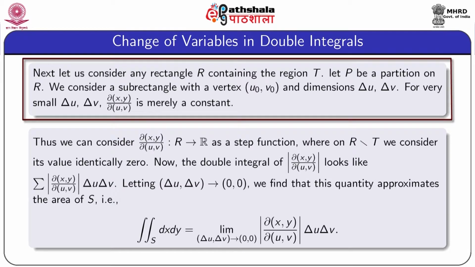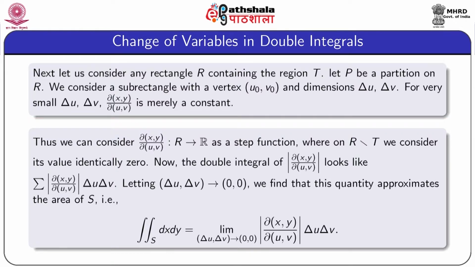Next, let us consider any rectangle R containing the region T. Let P be a partition on R. We consider a subrectangle with a vertex (u0, v0) and dimensions delta u, delta v. For every small delta u, delta v, the Jacobian del(x,y) over del(u,v) is merely a constant. Thus, we can consider the Jacobian from R to the reals as a step function, where on R minus T we consider its value identically 0.